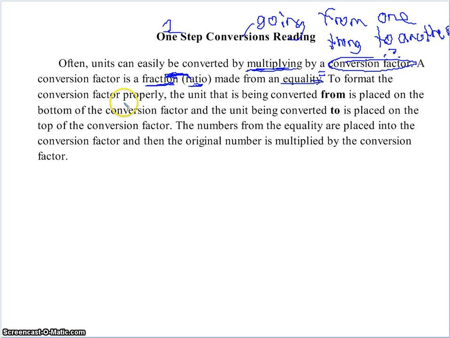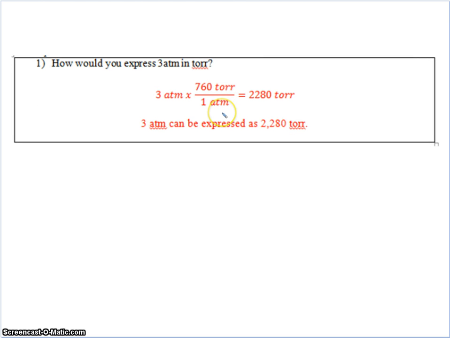To format the conversion factor properly, the unit that is being converted from is placed on the bottom. Okay, so bottom equals from. And the unit being converted to is placed on the top. So top equals to. The numbers from the equality are placed into the conversion factor, and then the original number is multiplied by the conversion factor. That's it? That's all the text we get? Let's look at the example.